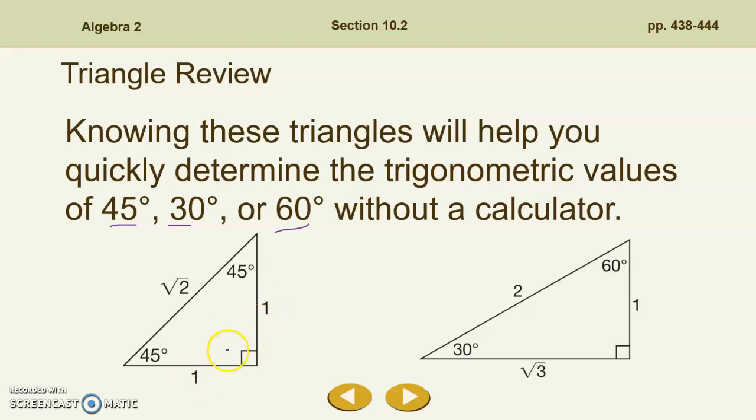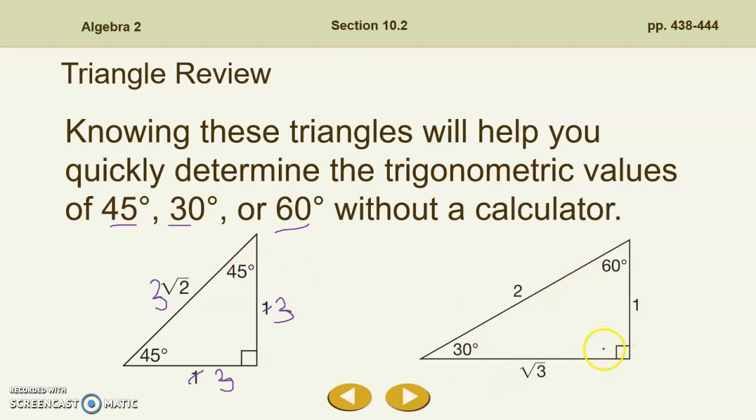So if this side is 1 and this side is 1, then the hypotenuse is 1 square root of 2. If this side were 2 and this side were 2, what would the hypotenuse be? Hopefully you said 2 square root of 2. If this side were 3 and this side were 3, what would the hypotenuse be? 3 square root of 2, and so forth and so on. So in a 45-degree triangle, the 2 legs are always the same, and the hypotenuse is the leg times the square root of 2.